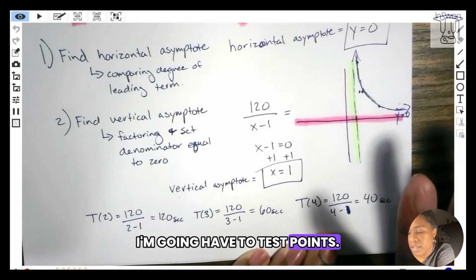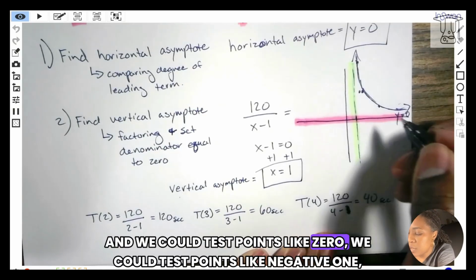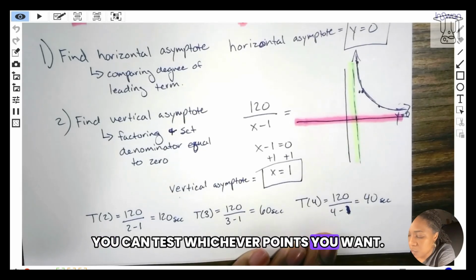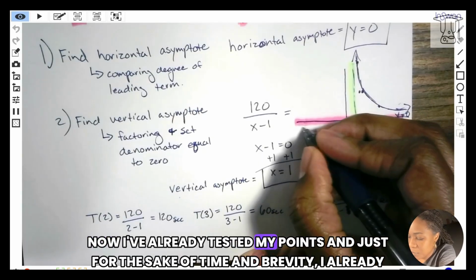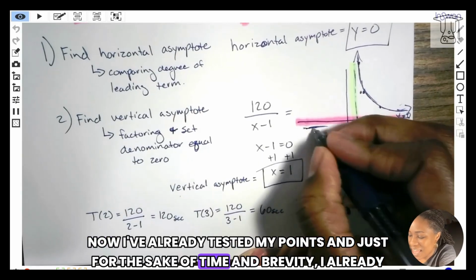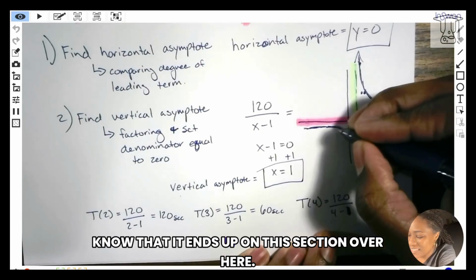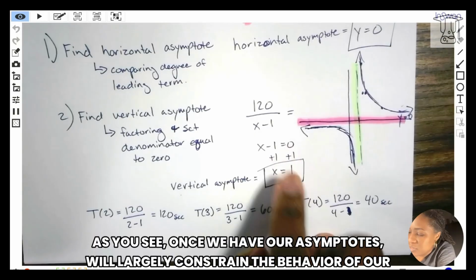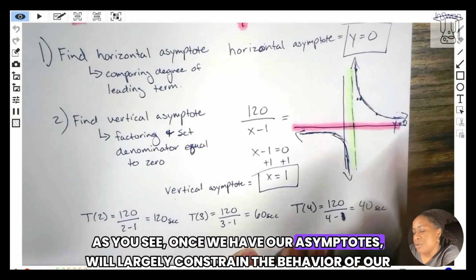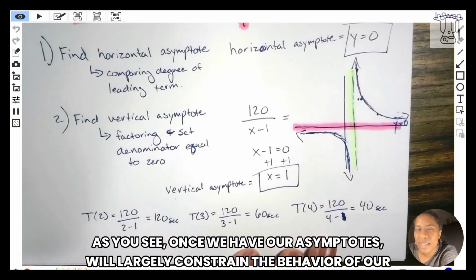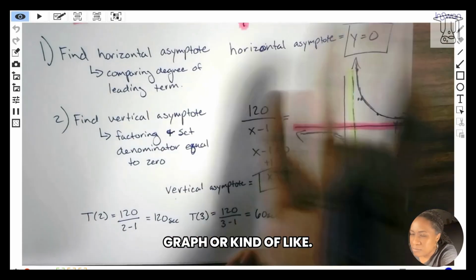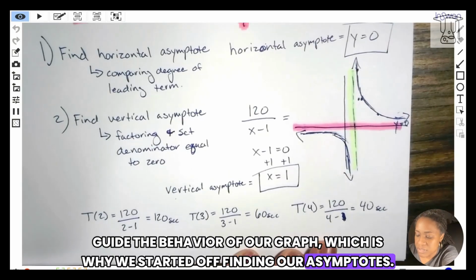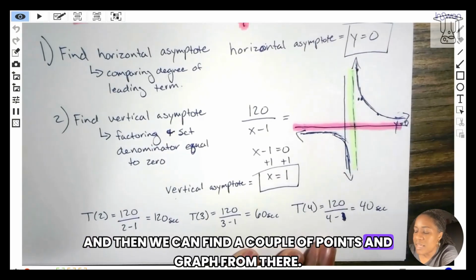I'm going to have to test points. And we could test points like 0. We could test points like -1. Doesn't matter. You can test whichever points you want. Now, I've already tested my points, and just for the sake of time and brevity, I already know that it ends up on this section over here. And this is our graph. As you see, once we have our asymptotes, it will largely constrain the behavior of our graph, or kind of like guide the behavior of our graph, which is why we started off finding our asymptotes. And then we can find a couple of points and graph from there.